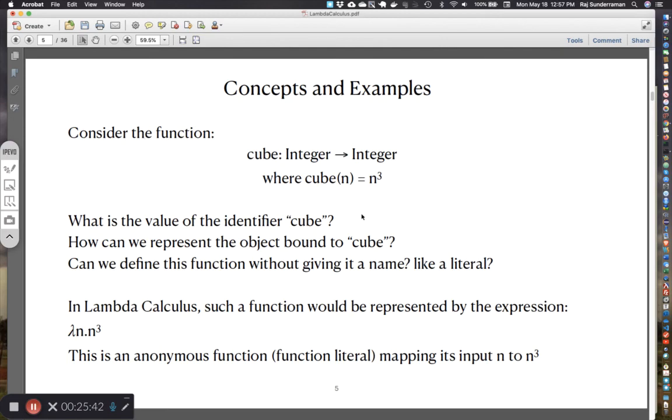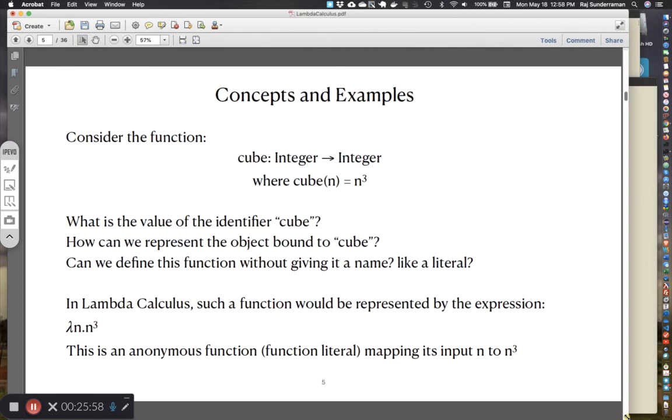Okay, so that's really what we mean by what object is bound to the variable cube here. And the third question is, can we define this function cube without a name, just like, for example, going back to this integer z.